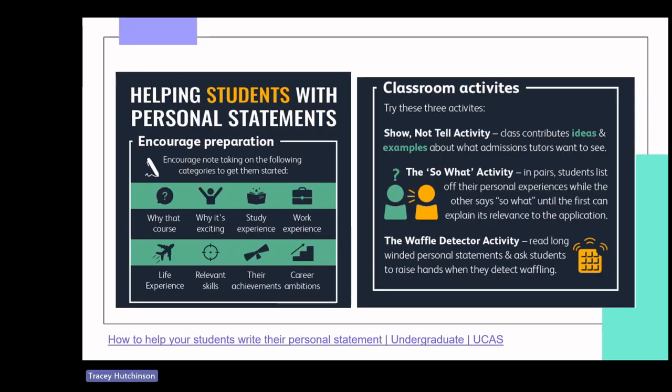So these are some ideas from UCAS, and they've come up with some really good teaching strategies to support learners in their next steps of applications. They've got their steps on the left: why that course, why is it exciting, study experience, work experience, so getting the students to know under these different categories: life experience, relevant skills, achievements, career ambitions. And on the right, they've given some suggested activities.